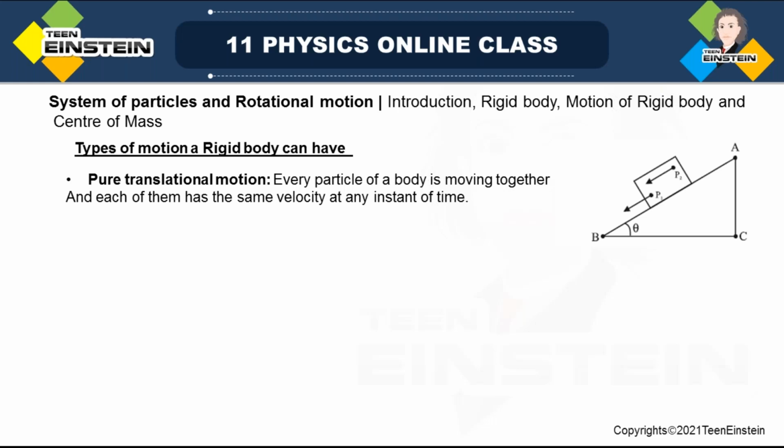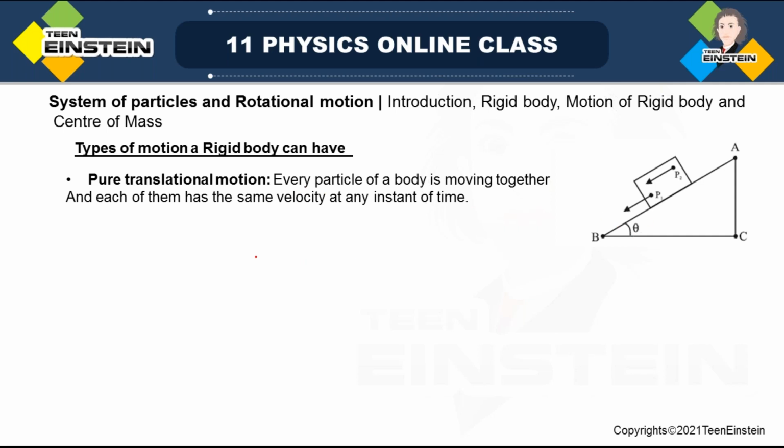Okay, so now we'll see how many types of motion a rigid body can have. A rigid body can have different types of motion, so we'll see them one by one. First, a rigid body can have a pure translational motion. What do you mean by pure translational motion?